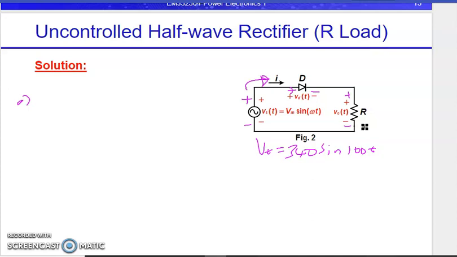Okay, the question requires us to sketch the output. So the first output is the voltage waveform of the circuit output for 2 cycles.